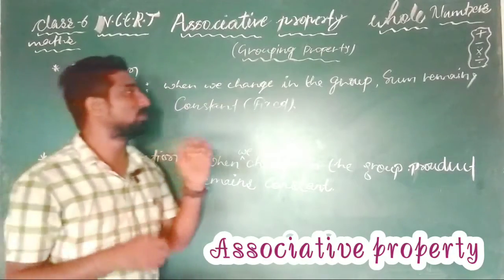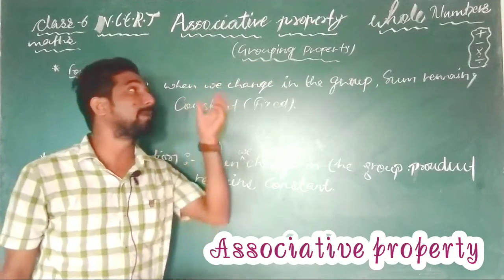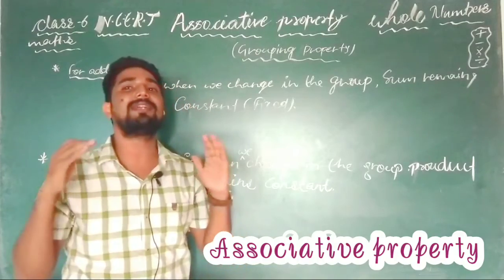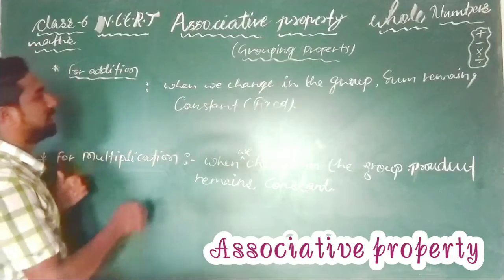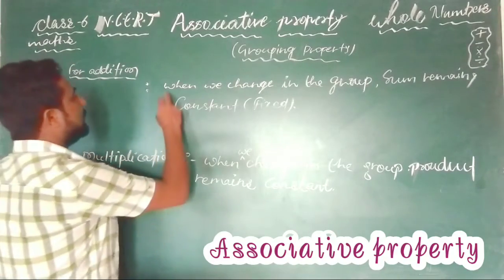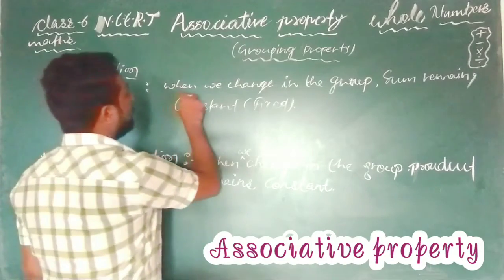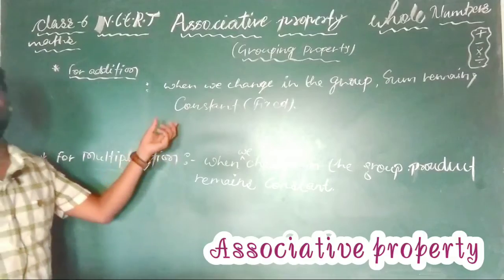First I will tell you why it is called grouping property. Because in this we will see the group, we will find the group, so it is called grouping property. And what is the property? Let me read. It is written for the addition operation, and I am going to check it. The property is: when we change the group, the sum remains constant or fixed.